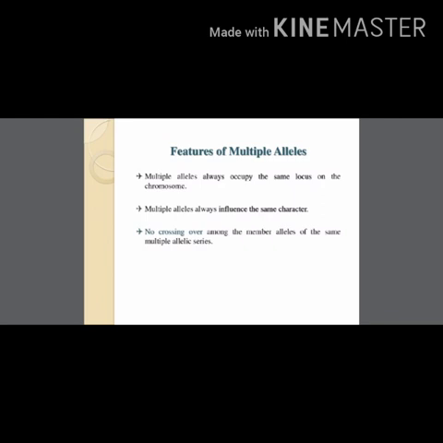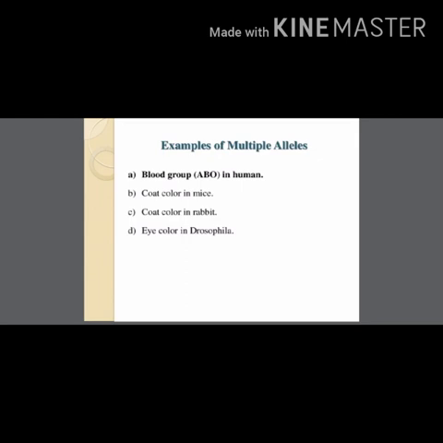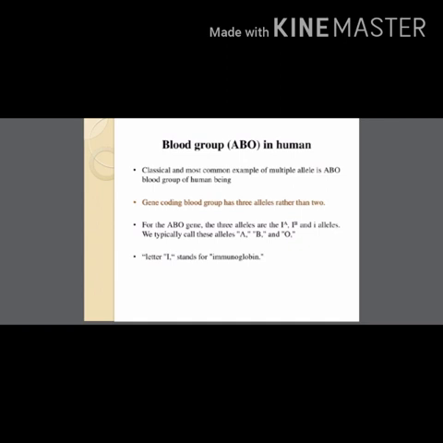Examples of multiple alleles. The most common example is the blood group ABO in human, coat color in mice, coat color in rabbit, eye color in Drosophila. The classical example and the most common example of multiple alleles is ABO blood group of human beings. Gene coding blood group has 3 alleles rather than 2. For ABO gene, the 3 alleles are IA, IB and i alleles.